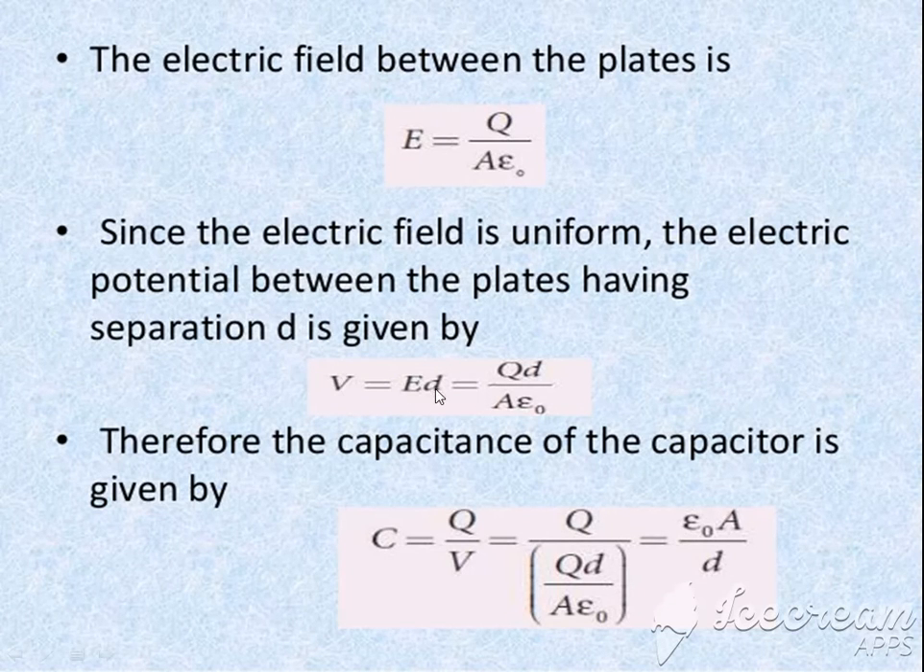Now V is equal to E into D. Potential is equal to electric field into D. Now put the value of E here, so V is QD by A epsilon naught. Now find C. C is Q by V. So put the value of Q as Q and V as this. So the capacitance of a parallel plate capacitor is epsilon naught A by D.